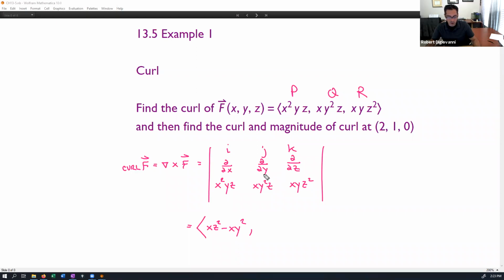For the next component, you cover up the middle and do partial with respect to x of this, which will be YZ squared, minus, now you're doing this one and this one, so partial with respect to z of that, which is going to be X squared Y. But remember, you have to make the whole thing minus. Then the last one, you cover this up and do your little determinant here. Partial with respect to x of that is going to be Y squared Z, minus partial y with respect to that, which is X squared Z.